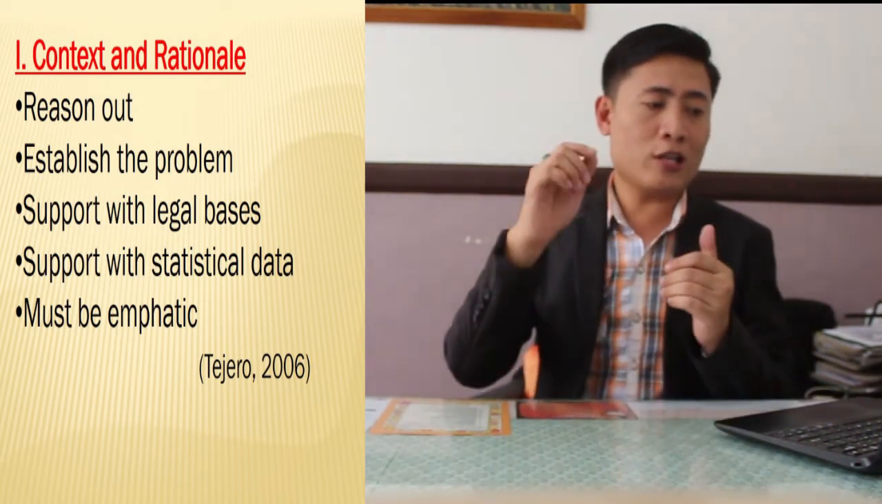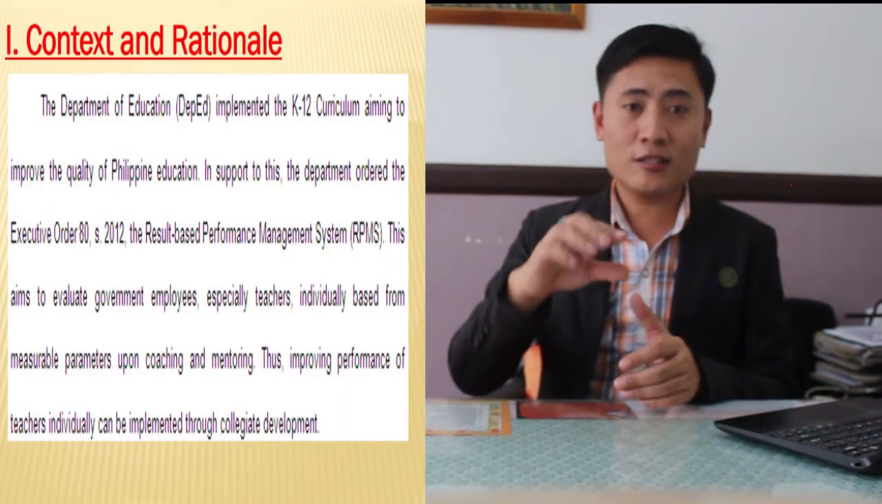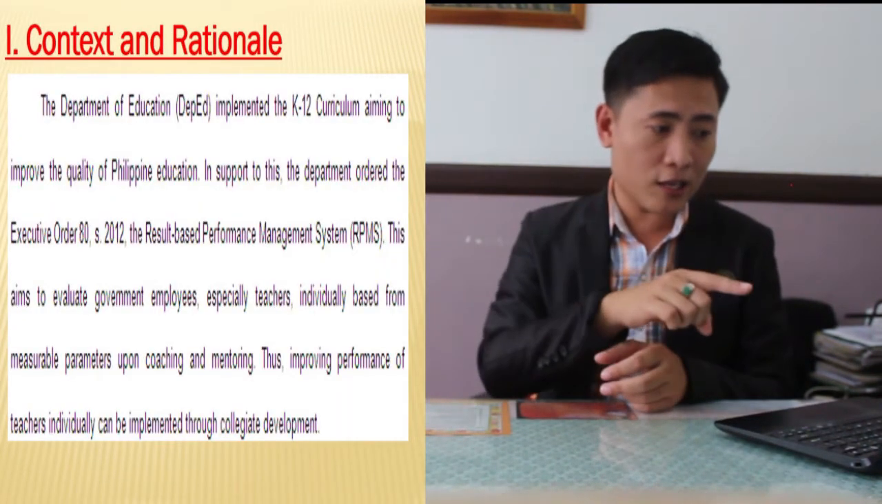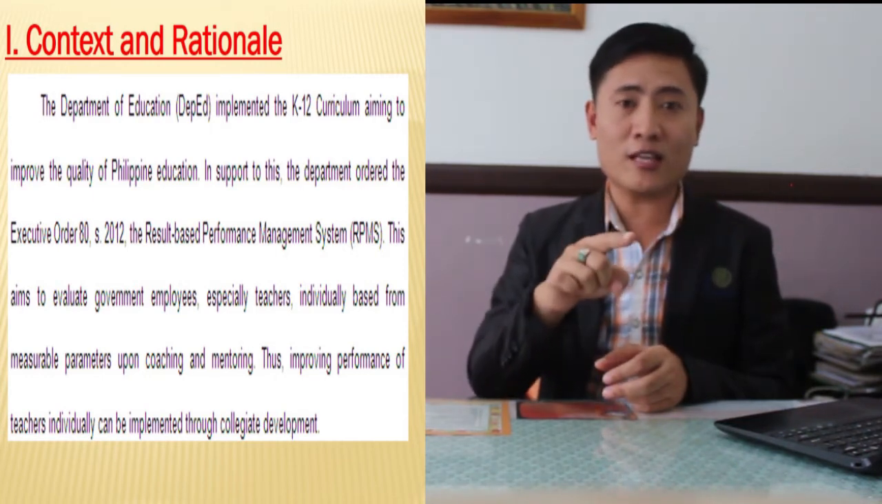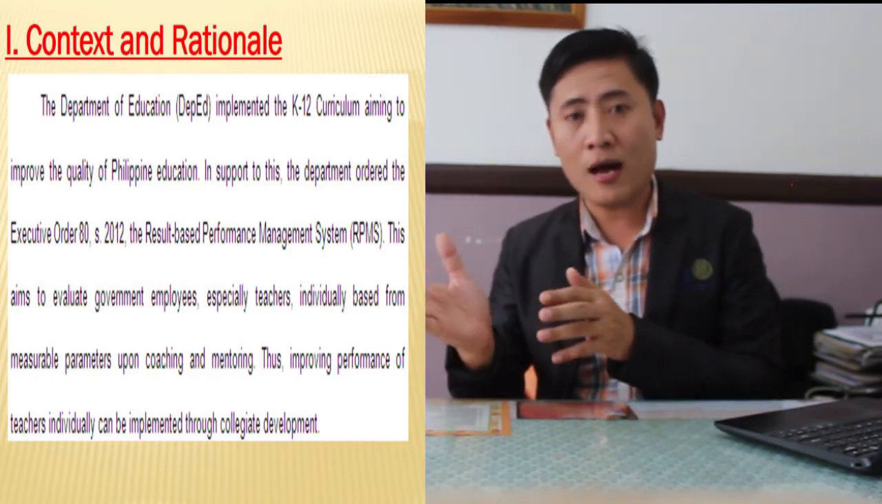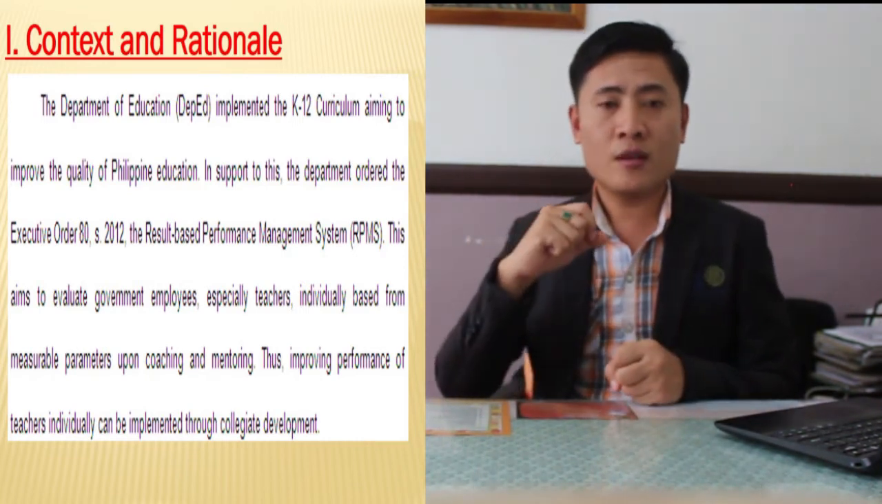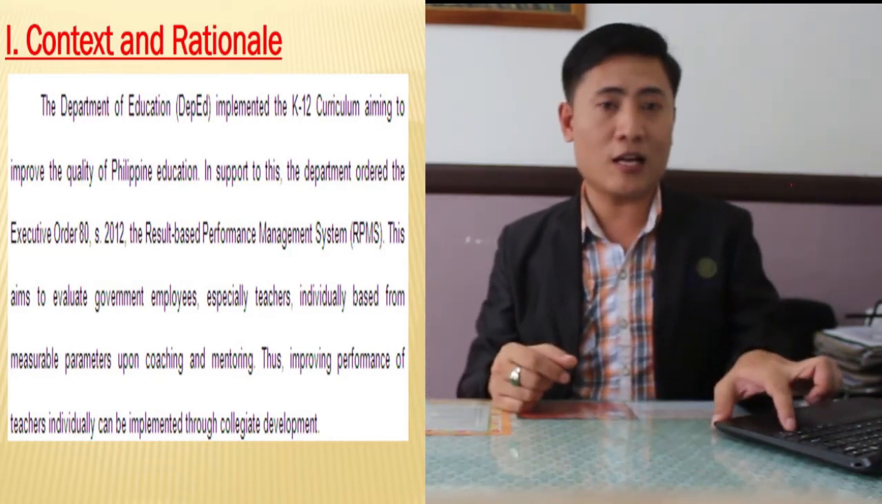Alright, so let's have an example. Take a look at this, the Department of Education. Alright, and then take a look at that. According to Executive Order Number 80, series of 2018. So that's a legal basis. And then follow it by the statistics. And that's how we start the context and rationale.